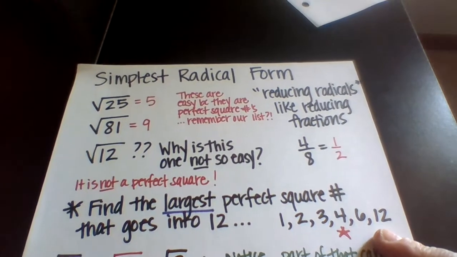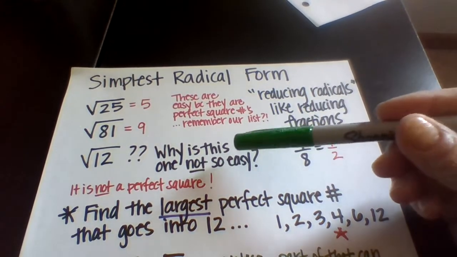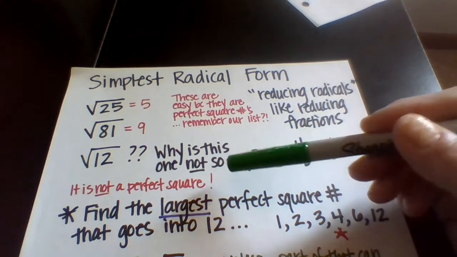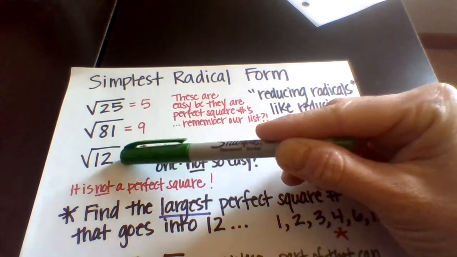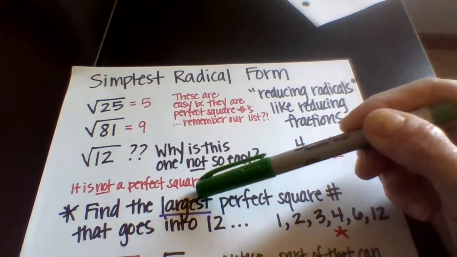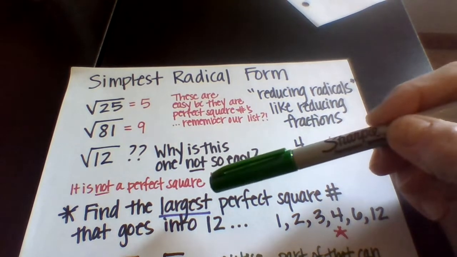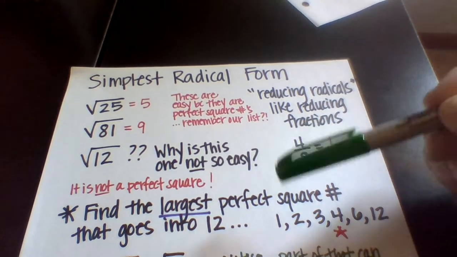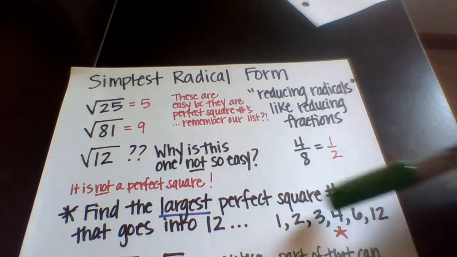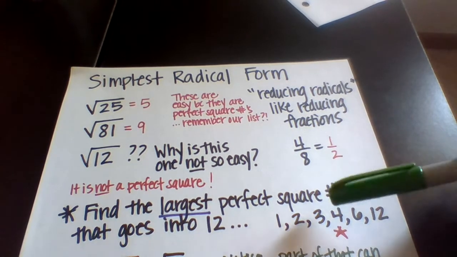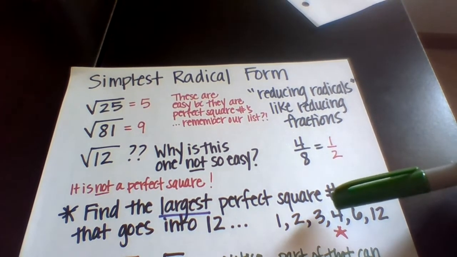So, why is the square root of 12 not as easy? Well, obviously, because it's not a perfect square. So what you do is you try to find the largest perfect square number that goes into 12. And we'll talk about why you need to find the largest number here in a little bit. So what are the factors of 12? The factors of 12 are 1, 2, 3, 4, 6, and 12. And obviously in this list, 4 is the only number that's a perfect square. So this is kind of easy because we only have one option.